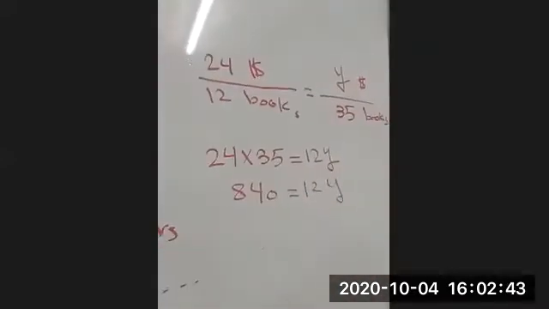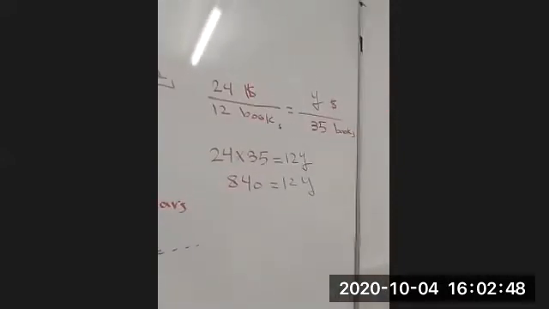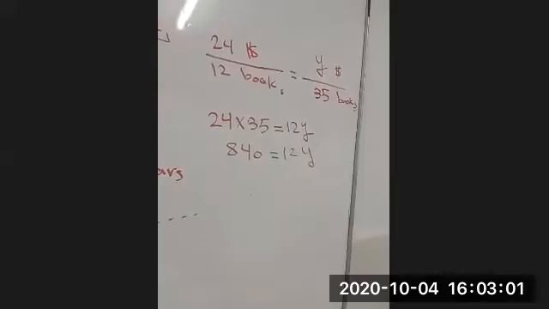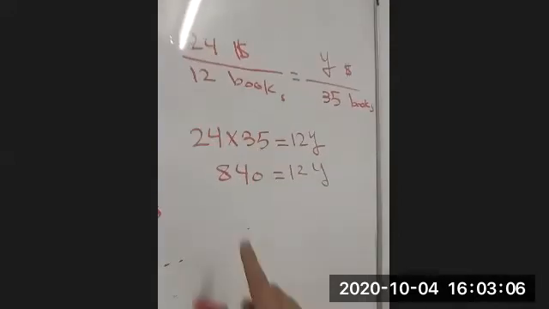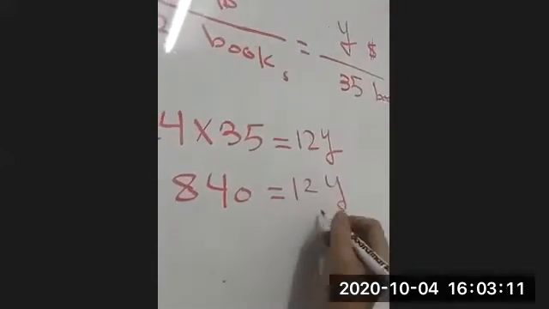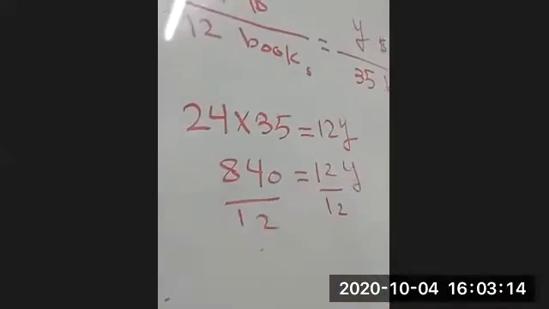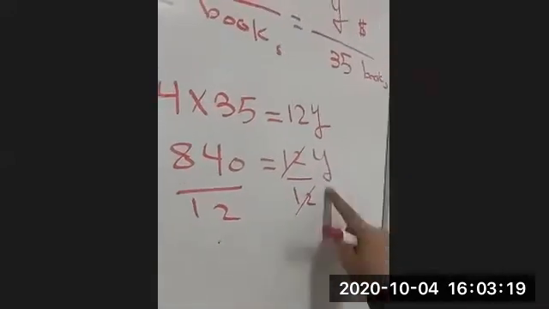Now who can tell me how I can find the value of y? We did that before, guys. Who can tell? Excellent, boys. Abdul Hamid. We divide both sides by the number which is beside the variable, always. So here I'll divide by 12 and here I'll divide by 12. Now 12 divided by 12 is still what here? Y. Don't forget, still y.